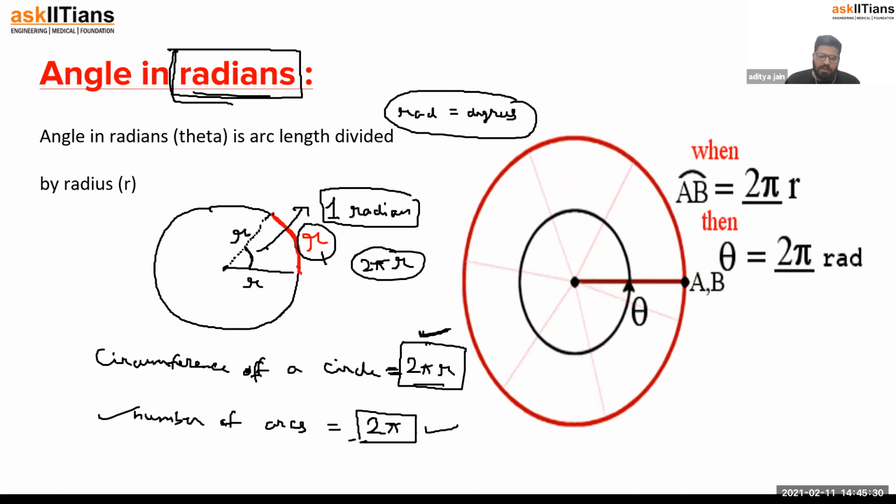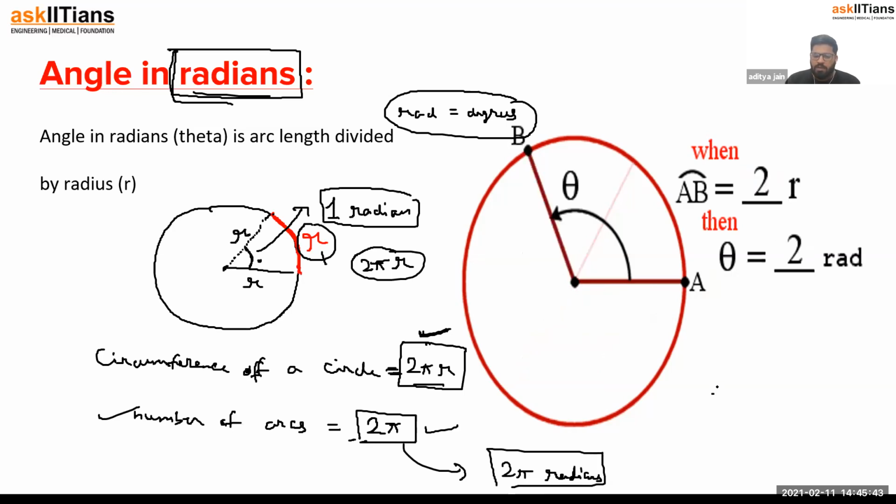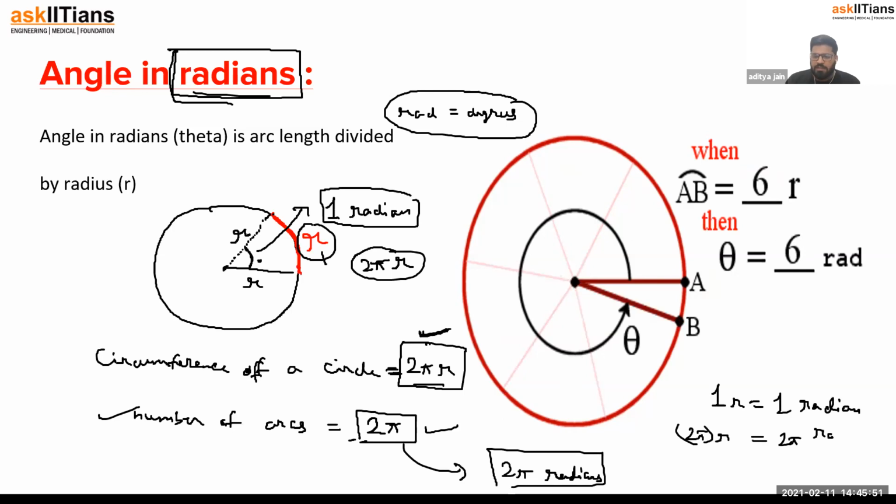And what is the angle made by each arc? It is r. Yes, the angle made by each arc is r. So the angle made by 2 pi arcs will be 2 pi, yes or no? Radians. Because 1 r is equal to 1 radian. We have already seen these definitions. So 2 pi of r will be equal to 2 pi radians.